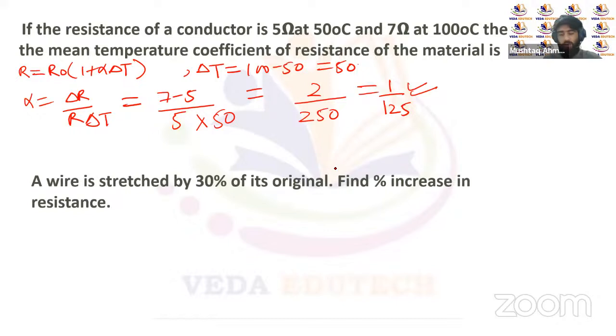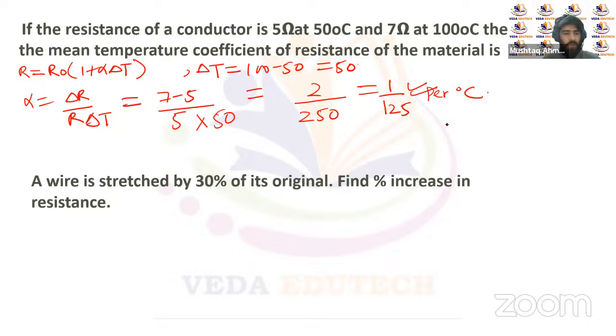The temperature coefficient of resistance for this material will be 1 upon 125, and its unit will be per degree centigrade. That will be the unit for the temperature coefficient of resistance for a material. So let's move on to the next question.